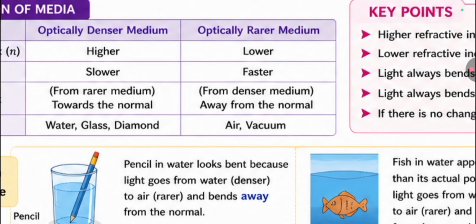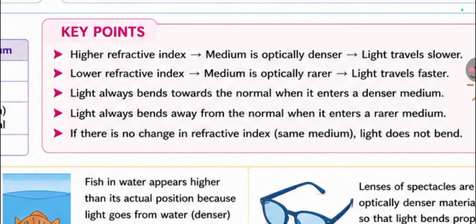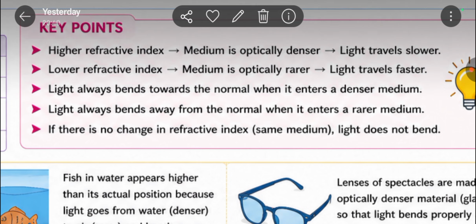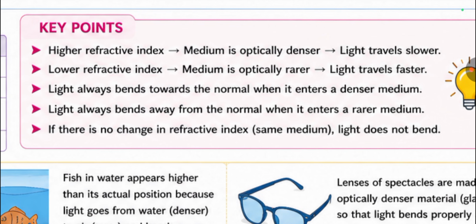Here are the key points we have to learn in this class. If a medium has a higher refractive index, it is optically denser, and in this medium light travels slower. If a medium has a lower refractive index, it is optically rarer, and in this medium light travels faster. Light always bends towards the normal when it enters a denser medium. Light always bends away from the normal when it enters a rarer medium. If there is no change in refractive index, both are the same medium, and light does not bend.